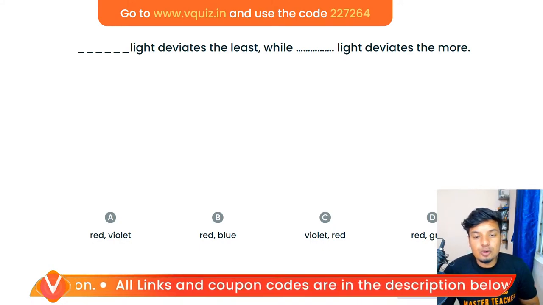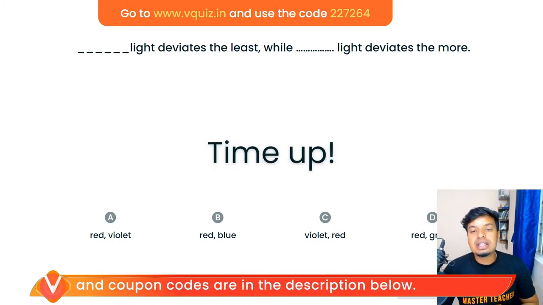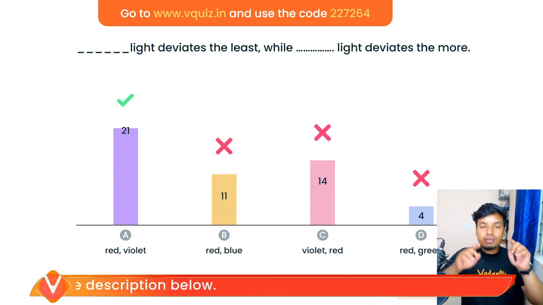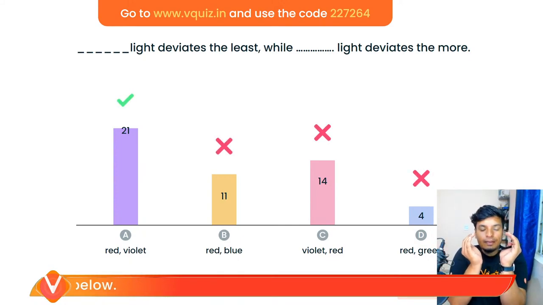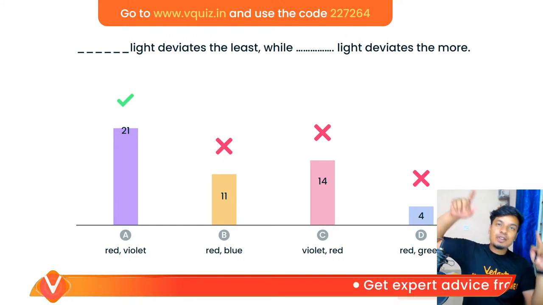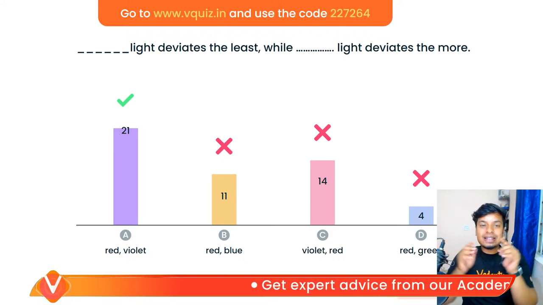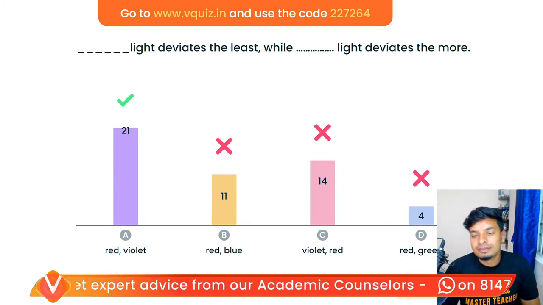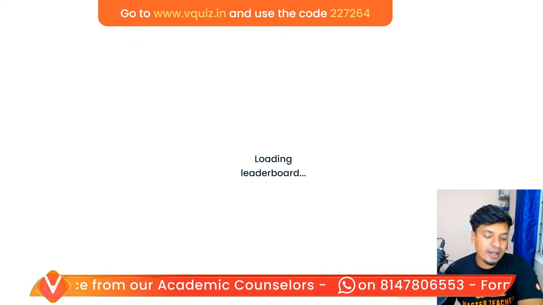I can see there is a confusion between C and A. What is deviation, guys? You all know what is a deviation, right? Deviation means that curve. We know that the red is at the top, right? So it deviates less. Whereas the violet at the beginning deviates very sharp, more. Okay, so it's option A, that's the right answer.